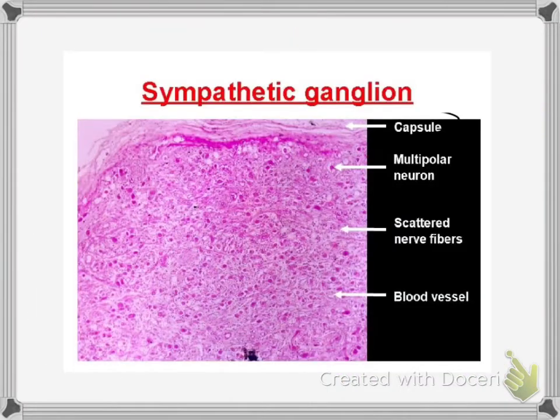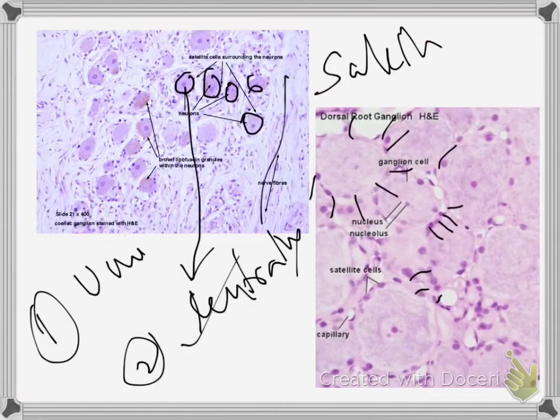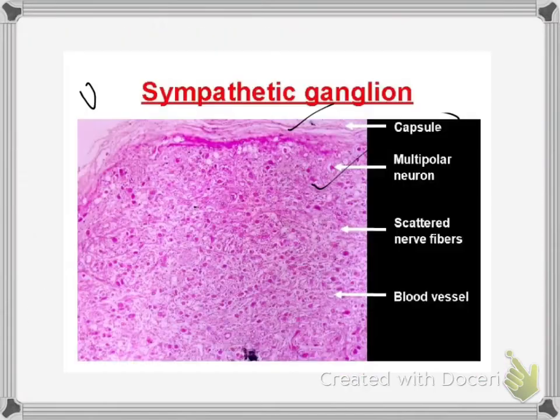So, finished. And next, if you see the sympathetic ganglion, it also has a capsule. There I said unipolar neurons, here I will tell multipolar neurons. There also you have nerve fibers, but there you have myelinated nerve fibers, but here you have unmyelinated nerve fibers. That is one important point. And the same thing, capsule and all.